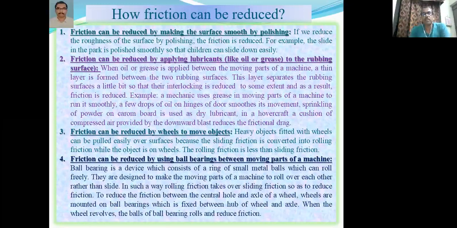To reduce the friction between the central hole and axle of a wheel, wheels are mounted on ball bearings, which are fixed between the hub of the wheel and the axle. When the wheel revolves, the balls of the ball bearings roll and reduce friction. It's a simple example that rolling friction is less than sliding friction.